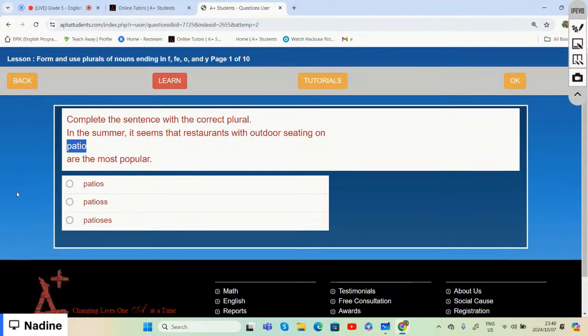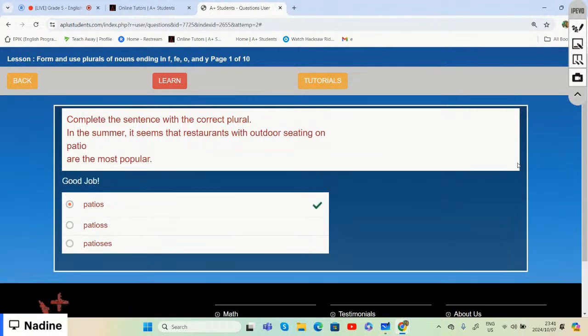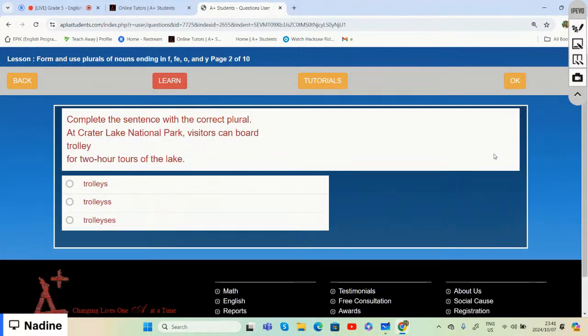All right, then if we were to choose the correct option, then we will say it is option one. Well done. Patios. Option one is correct.